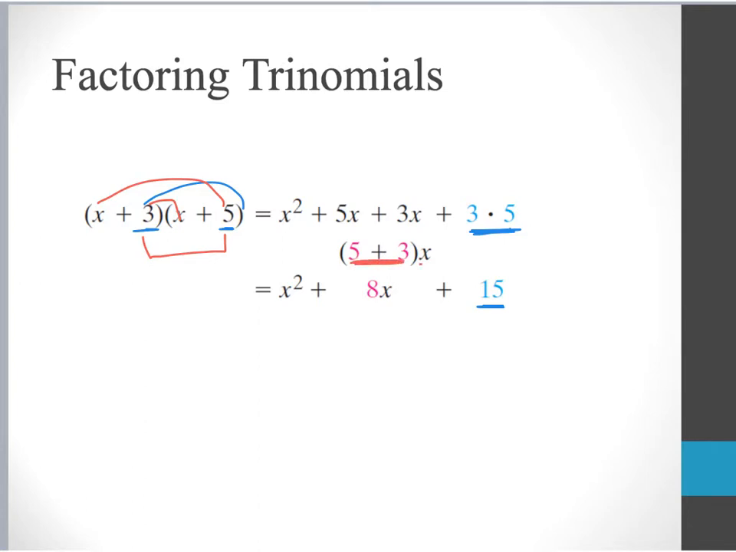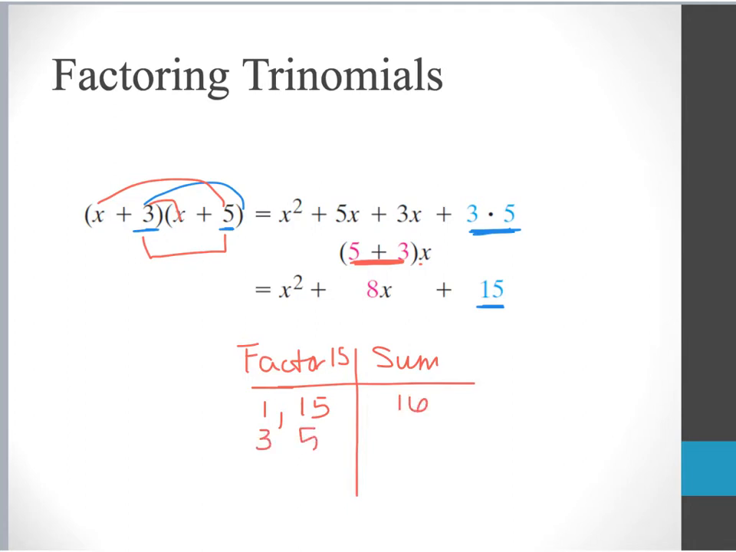So when we are doing this, what you're going to have to do is create a table, okay? And I know it sounds kind of cheesy, but I think this is the easiest, where you're going to want to do your factors of 15 here and your sum factors here. So factors of 15 would be something like 1 and 15. And when you add those, you would get 16. You could do 3 and 5 and get 8, and those are the only factors of 15.